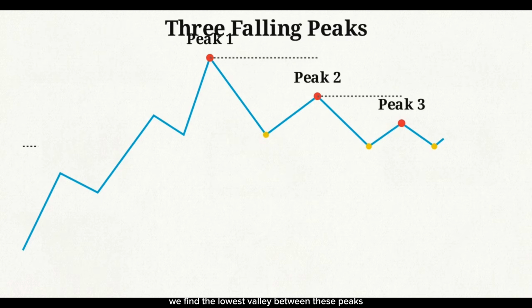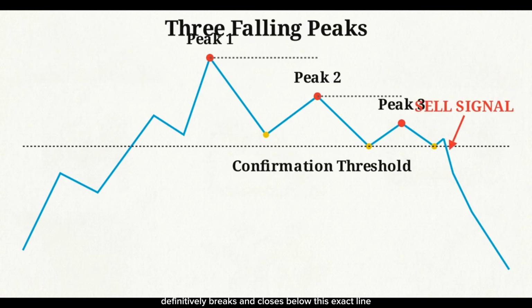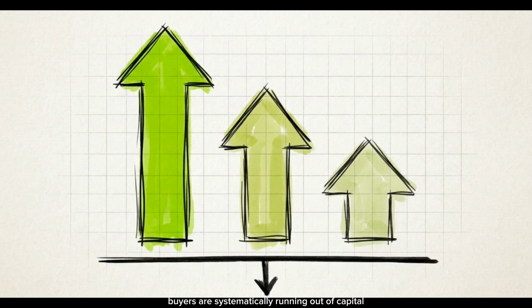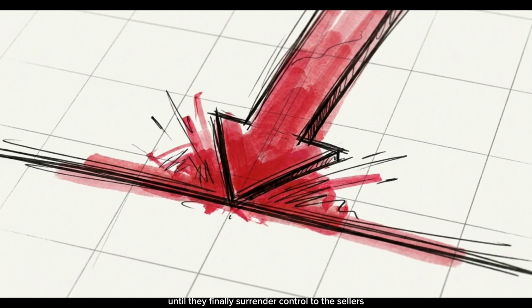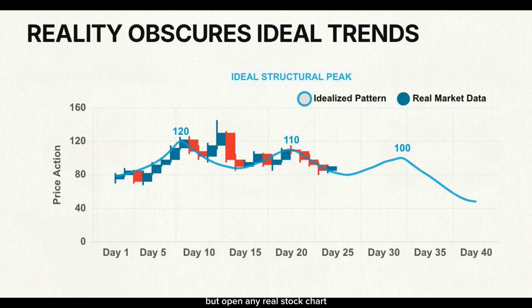We find the lowest valley between these peaks and draw a horizontal line. This is our confirmation threshold. The setup is only valid when the price definitively breaks and closes below this exact line. What you are looking at is the visual footprint of exhaustion. Buyers are systematically running out of capital, pushing the price up with less force each time, until they finally surrender control to the sellers.